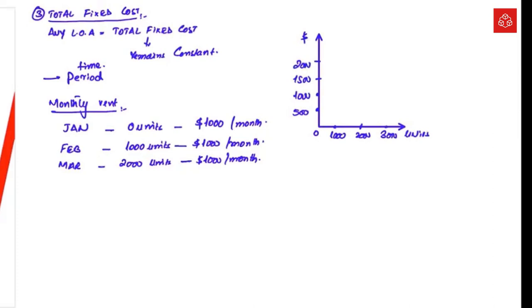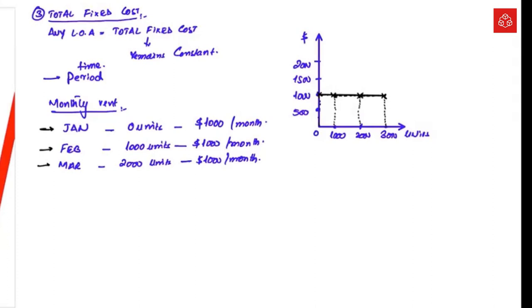Now, if I want to plot all these data, in January our level of activity is zero, but our rent is still $1,000. In February, I decided to increase the level of activity to 1,000 units, but my total rent will still be the same at $1,000 per month. Then in March, I decided to increase my level of activity to 2,000 units, and the total cost here will still be fixed. And even if I further increase this level of activity in April to 3,000, the total fixed cost will still remain constant. So again, I am going to get a line parallel to the x-axis.